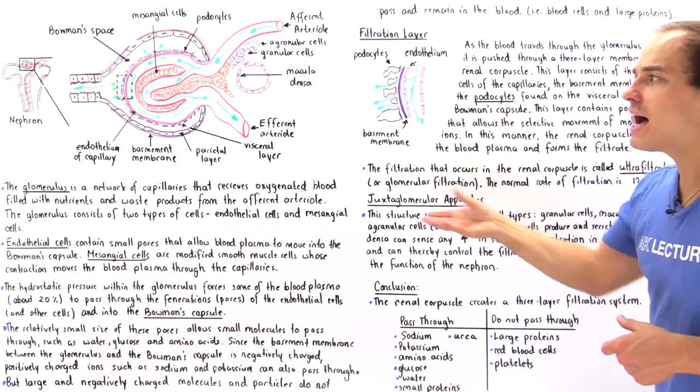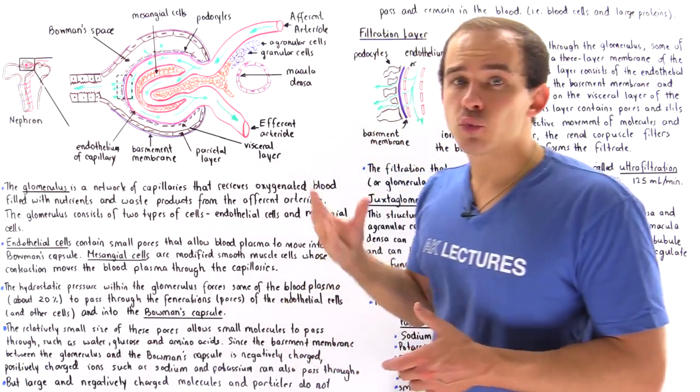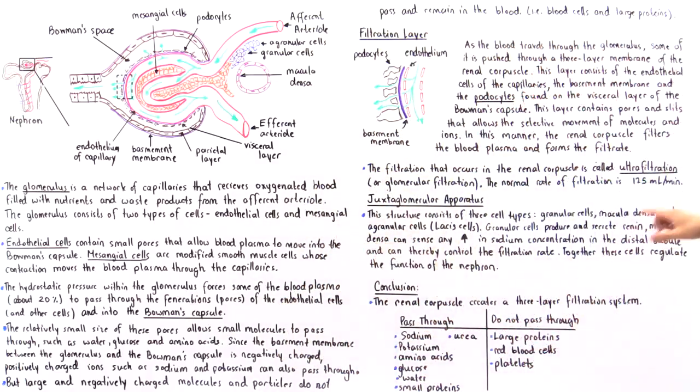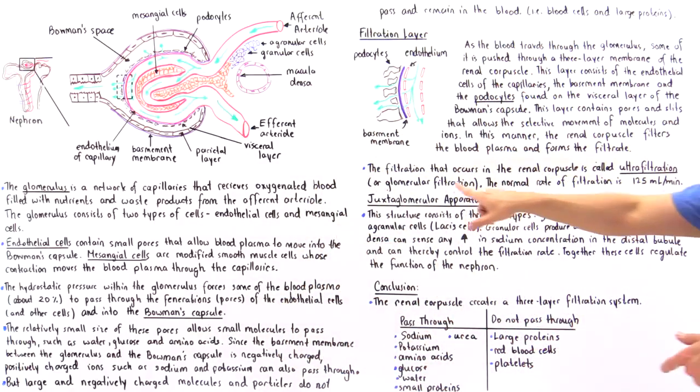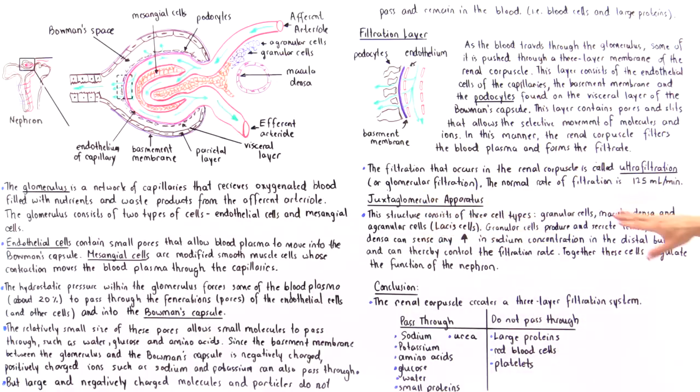Now, this type of filtration process that takes place inside the renal corpuscle is known as ultrafiltration or glomerular filtration. And the normal rate at which our filtration takes place inside the renal corpuscle is 125 milliliters every single minute.